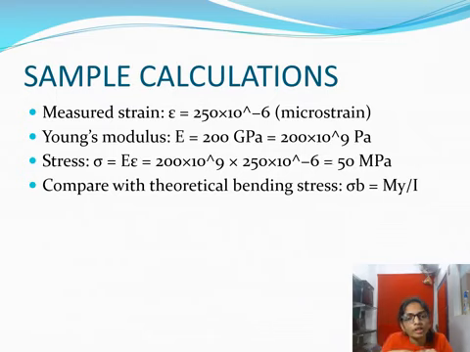Compare with the theoretical bending stress. Sigma B is equal to moment into neutral axis distance upon moment of inertia.